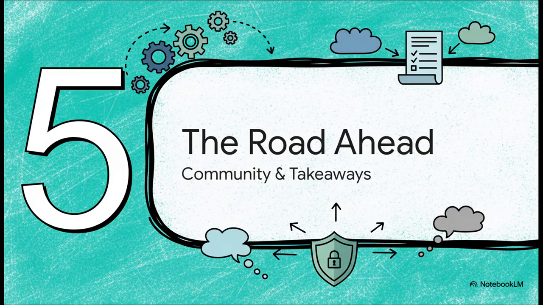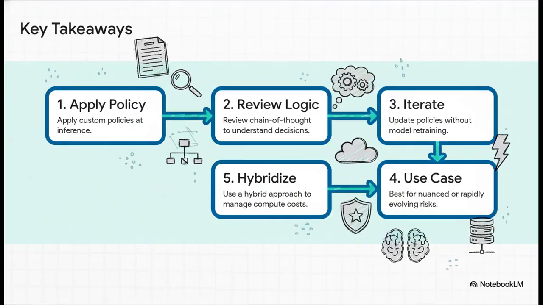So, what are the direct takeaways for developers or researchers looking at this work? The paper concludes with 5 takeaways. 1. Apply custom safety policies directly at inference. 2. Review the model's chain of thought to understand decisions. 3. Update policies iteratively without model retraining. 4. Use this method for nuanced or rapidly evolving content risks. And 5. Consider a hybrid approach with faster classifiers to manage compute costs.